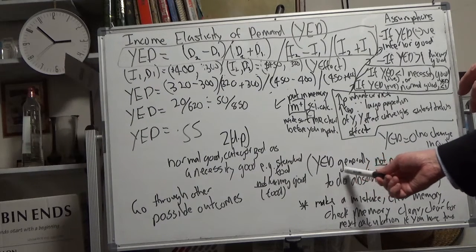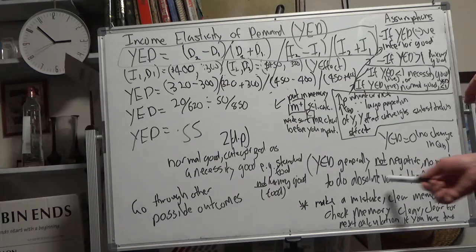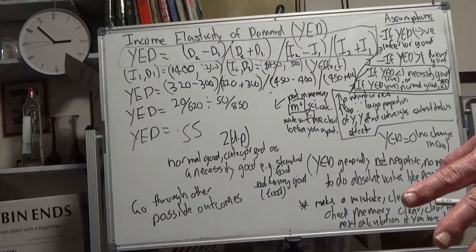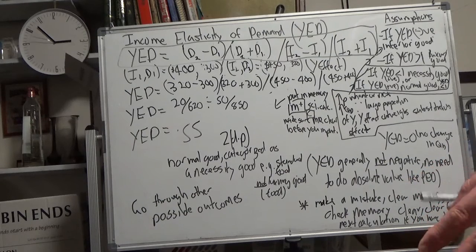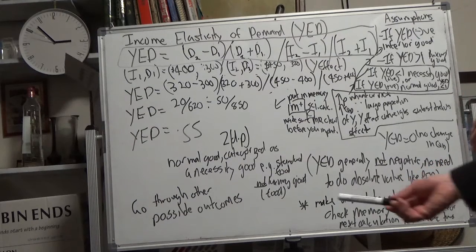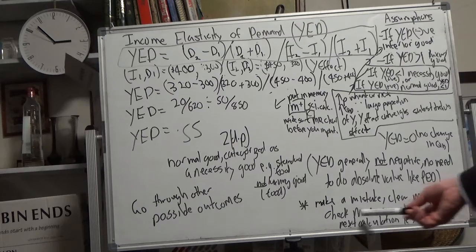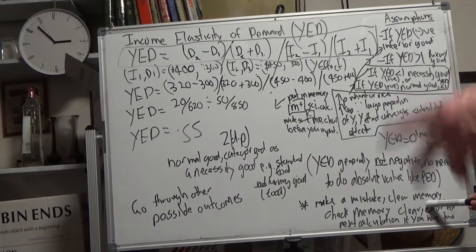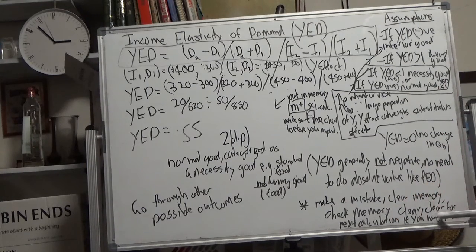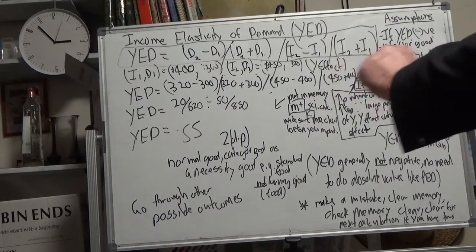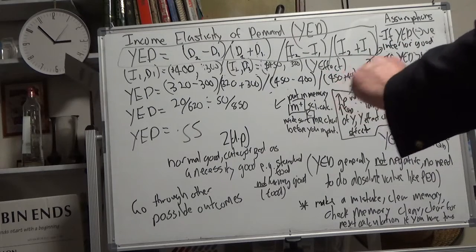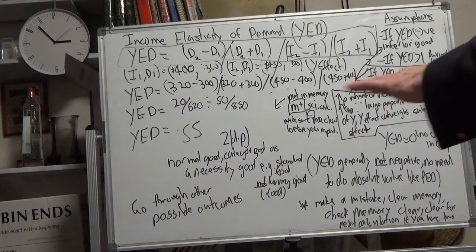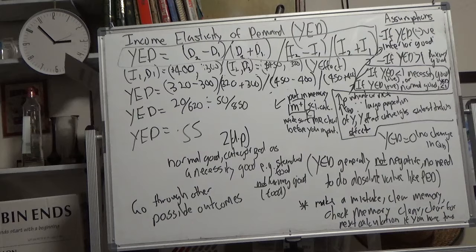Income elasticity of demand is generally not negative, so there's no need to do an absolute value like PED. Don't do an absolute value at all. Keep it the way it is. And again, if you make a mistake, clear your memory with memory minus, and check your memory is clear for the next calculation if you have one. Just check it's clear by pressing memory recall and then 0. If nothing comes up in memory recall, you've got a clear memory.